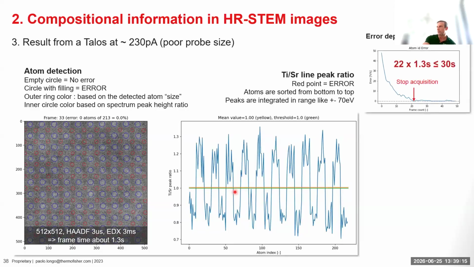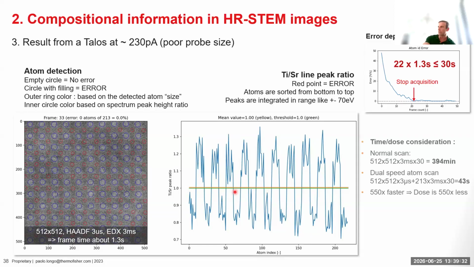So basically you stop acquisition at the 20-second frame. Each frame took about 1.3 seconds. So basically you have a total of 30 seconds of beam time onto the specimen, and you're getting a very, very high quality atomic EDS map. To get the same quality with the same dose per atomic column, it would have taken 394 minutes. So you're doing the same in 43 seconds. Essentially, you are depositing onto the specimen 550 times less dose. This is a very important achievement.